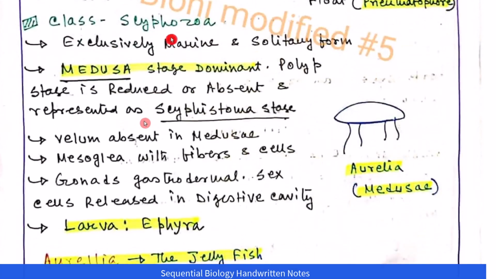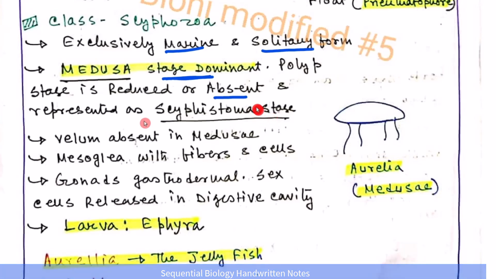The next class is Scyphozoa. The members of this class are exclusively marine and they are solitary forms. Medusa stage is dominant, right? Polyp stage is reduced or absent and represented by the scyphistoma stage. So the polyp stage is reduced or absent. These are very, very important features of class Scyphozoa.